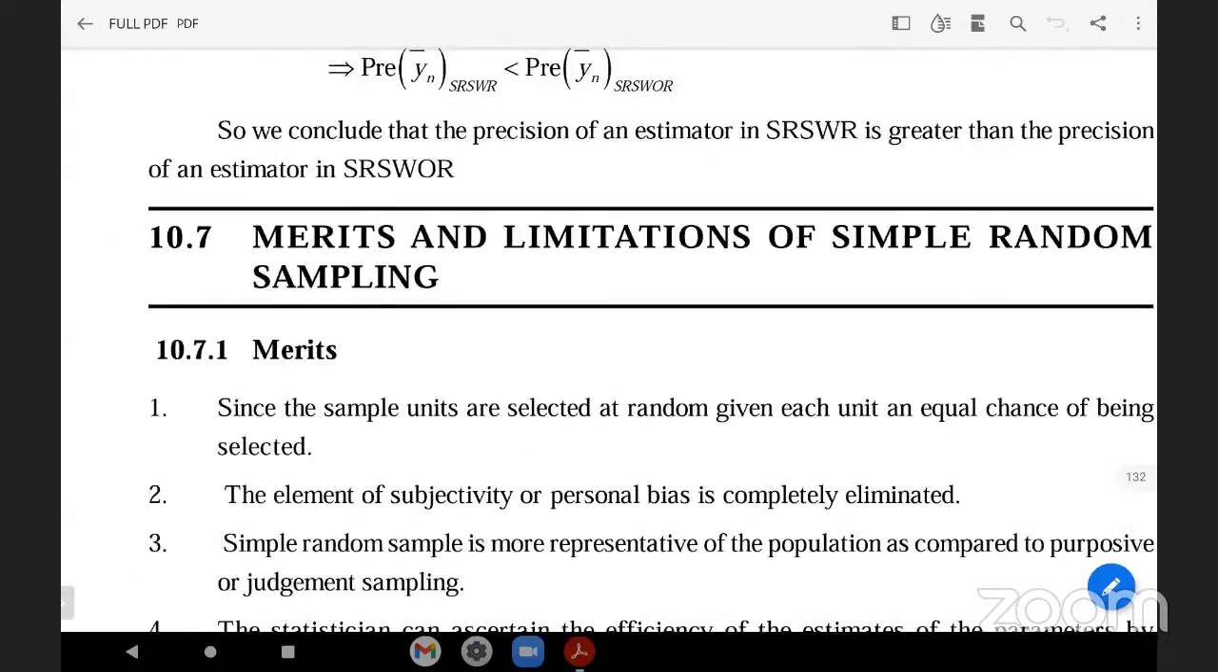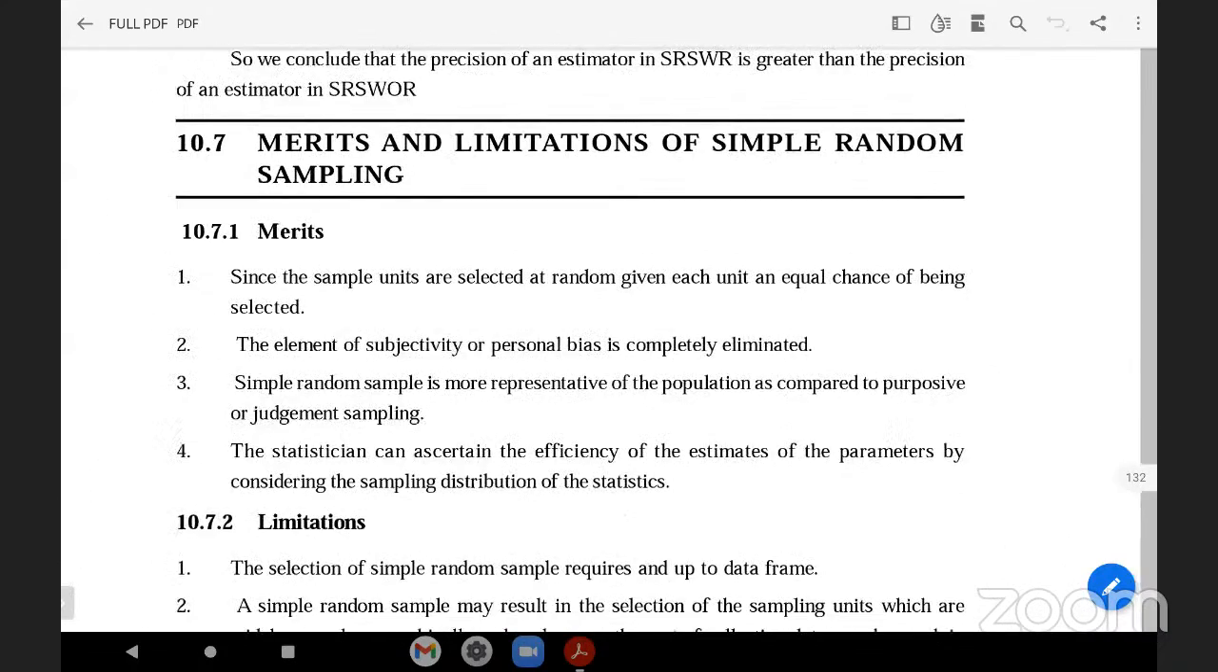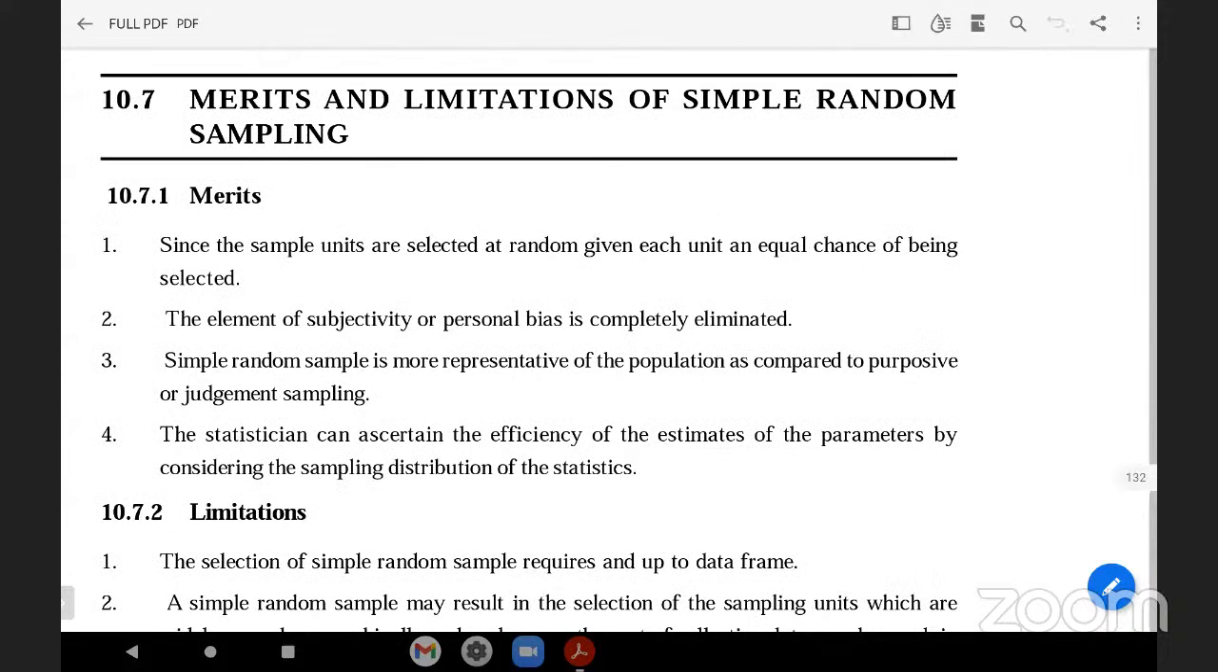Next, the merits and limitations of simple random sampling. The merit is that even a large amount of data can be analyzed in a simple way. Also, the estimation is free of subjective personal bias, which is completely eliminated. Bias can be present at the time of collection, so we should remove that kind of data.